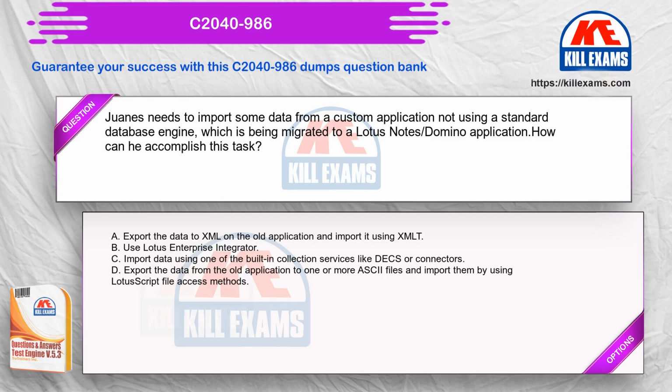Option A. Export the data to XML on the old application and import it using XMLT. Option B. Use Lotus Enterprise Integrator. Option C. Import data using one of the built-in collection services like DEX or connectors. Option D. Export the data from the old application to one or more ASCII files and import them by using LotusScript file access methods.